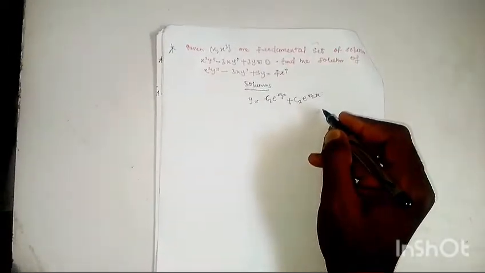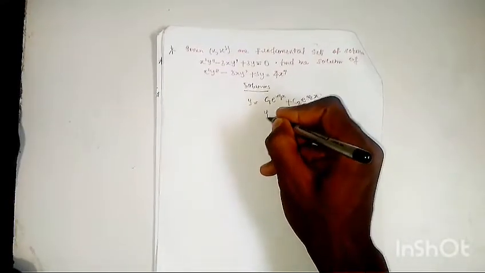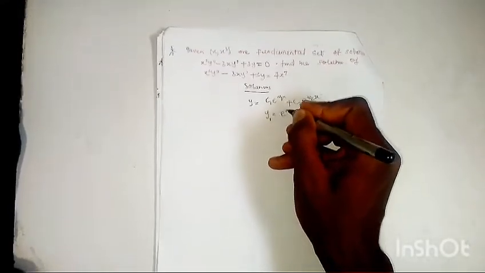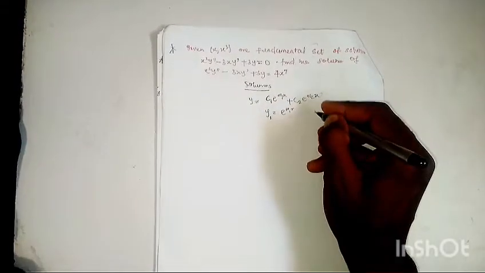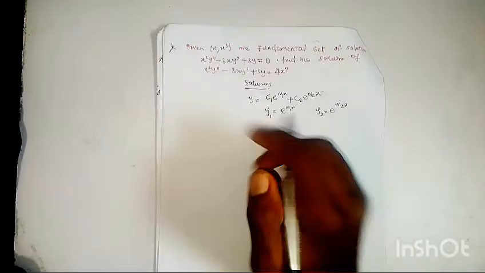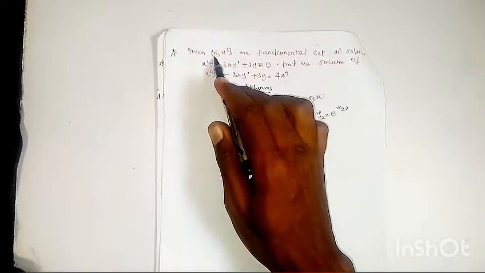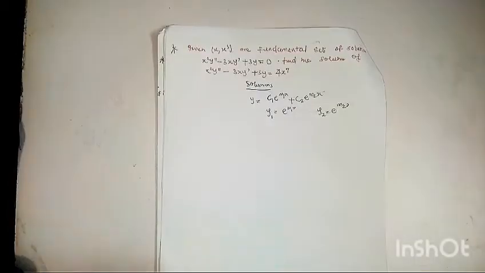Here this is the solution, but when they ask you to get the set of solutions, there are actually two solutions in this, which is y1 equals e^(m1 x), you leave out the constant, and y2 equals e^(m2 x). That is how they give us the two solutions. So taking y1 to be x and y2 to be x raised to the power 3.